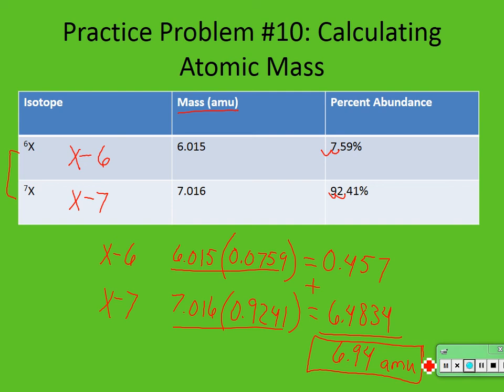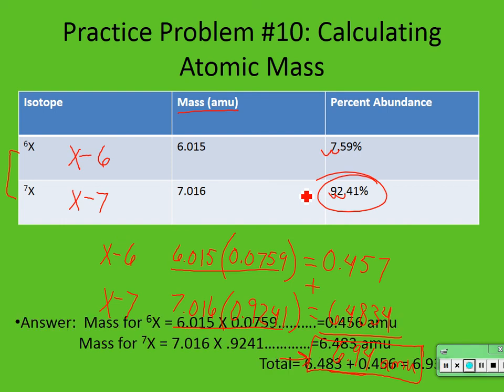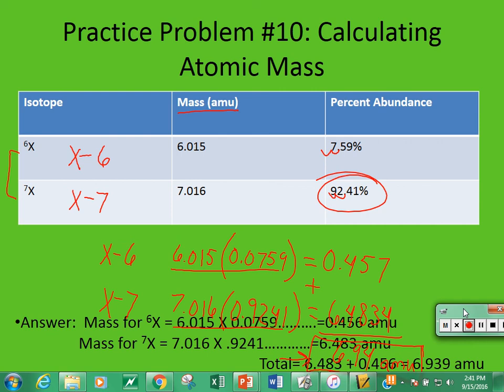Now let me ask you this. Why is it closer to 7 than it is to 6? Because we had X6 and X7. Why is its atomic weight closer to 7? Which one had a higher percent abundance? Which one is more prevalent? X7. So when you do the weighted average, that's why it's closer to 7 than it is to 6. And so hopefully you see that. Let's do an actual one from the periodic table. Okay, did we get it right? 6.939. Yeah, we rounded it to 6.94, so we got it right.